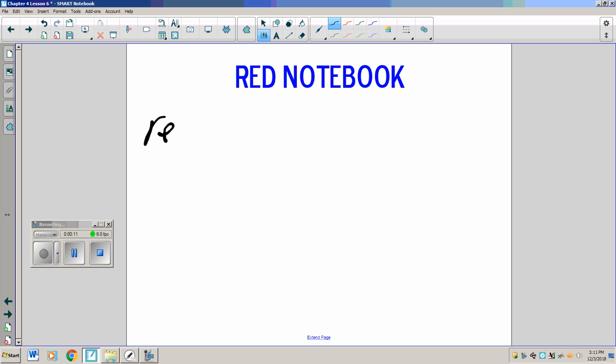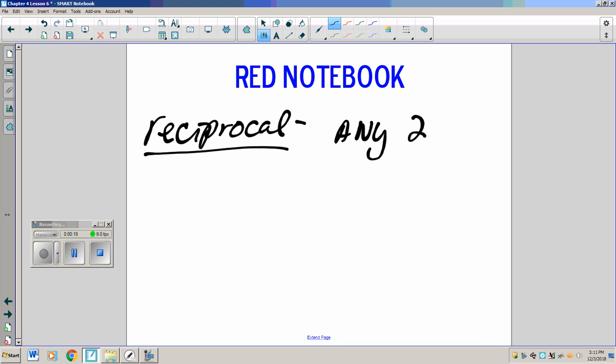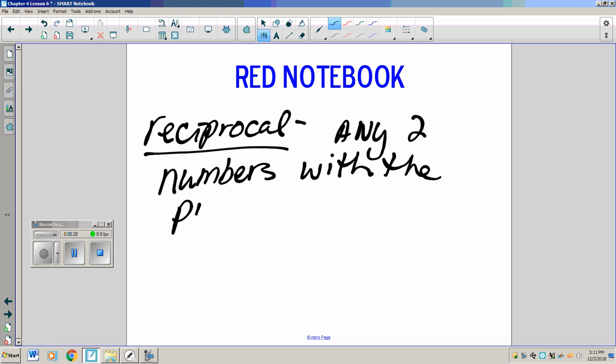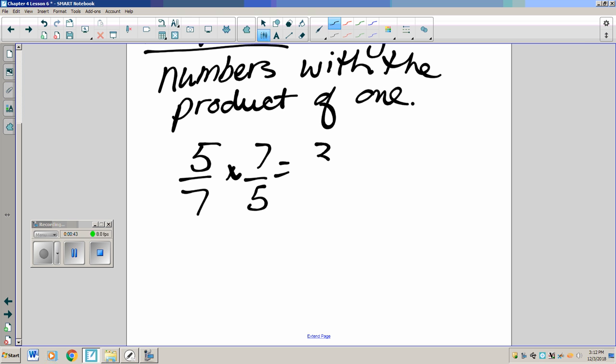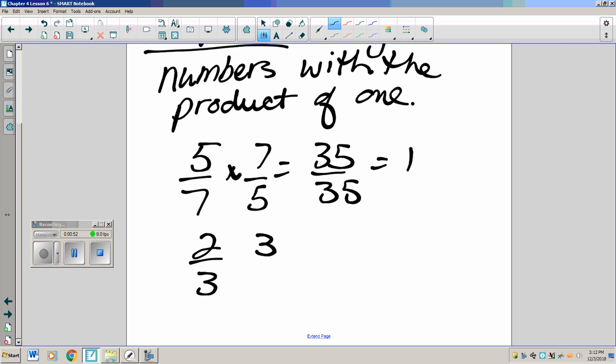Starting out with the word reciprocal. Any two numbers with the product of 1. For example, 5/7 times 7/5 is 1. The reciprocal of 2/3 is 3/2.